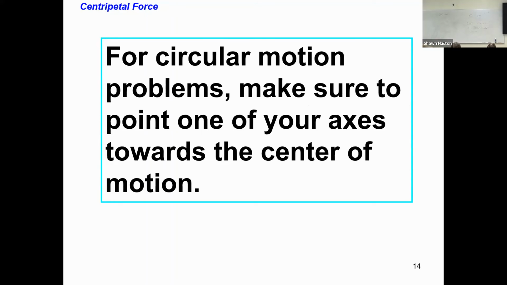Okay. All right. So this is an important point. You can tell, look at how big the letters are. It says for circular motion problems, we always make sure to point one of our axes towards the center of motion. We went through all those steps for solving force problems. The second step was choose x and y direction. Well, when we choose directions for force problems where we've got an object moving in a circle, we choose towards the center of the circle to be one of those directions.